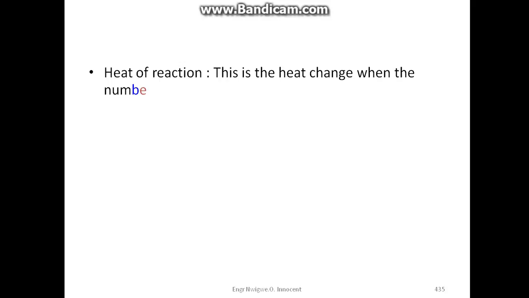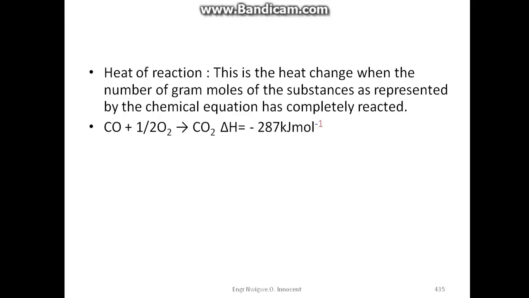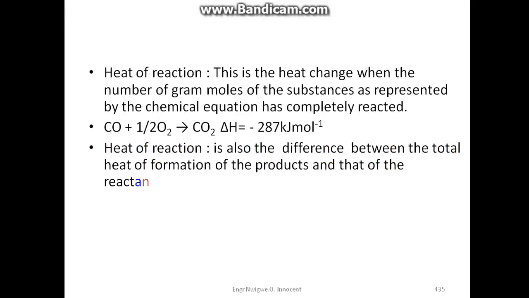Heat of reaction. This is the heat change when the number of gram moles of substance as represented by the chemical equation has completely reacted. Carbon monoxide plus half oxygen to give carbon dioxide. Delta H is equal to minus 287 kilojoules per mole. Heat of reaction is also the difference between the total heat of formation of the product and that of the reactant.